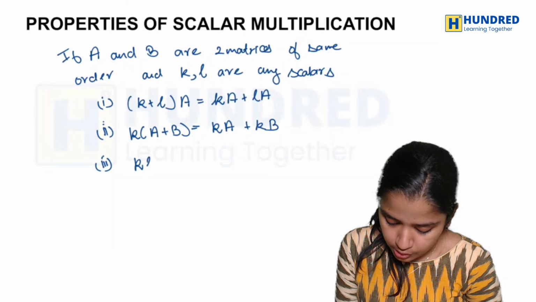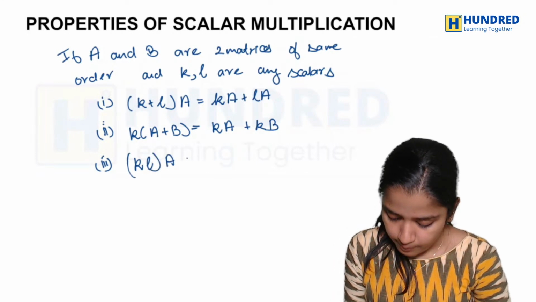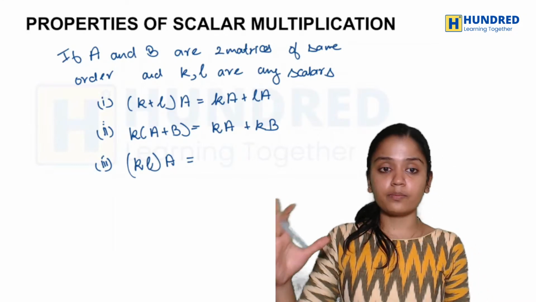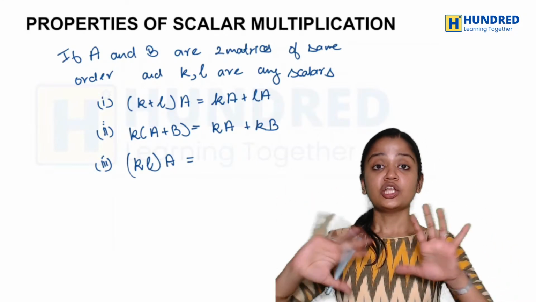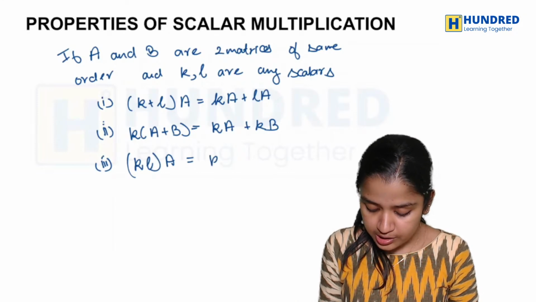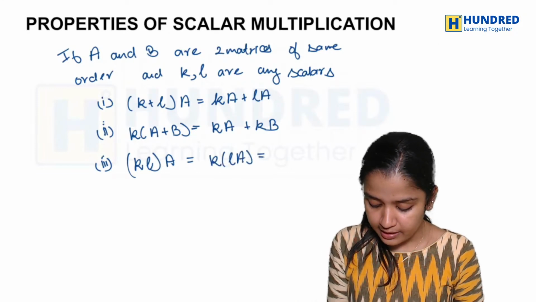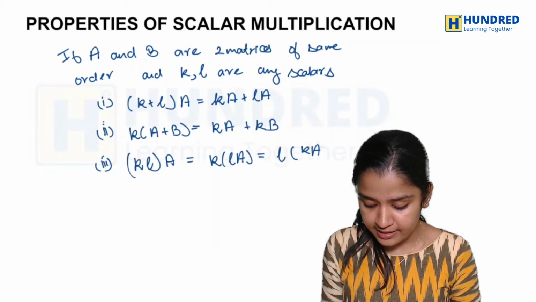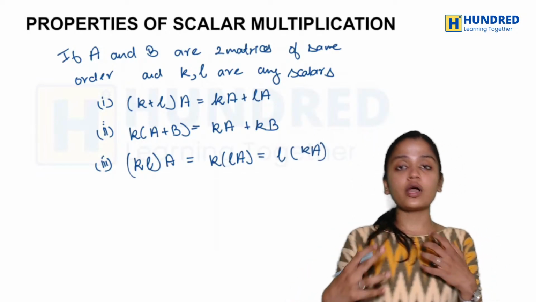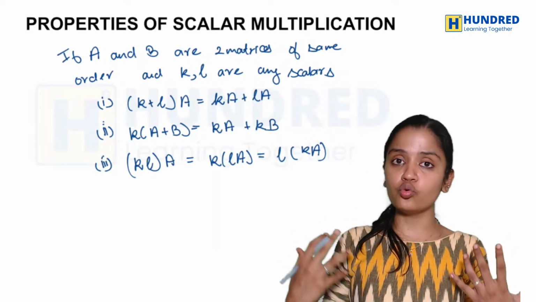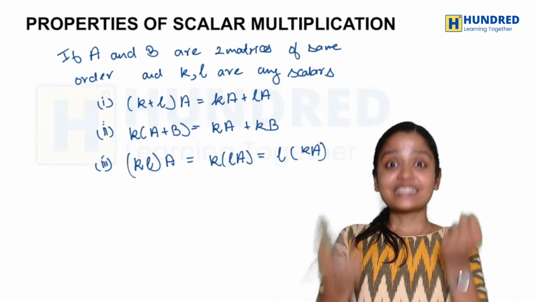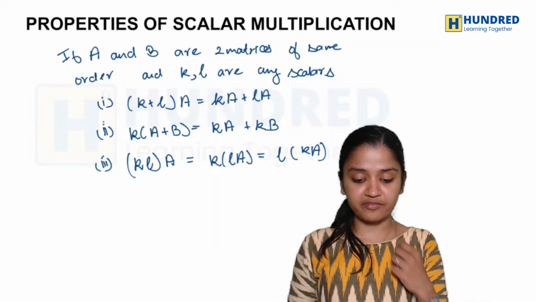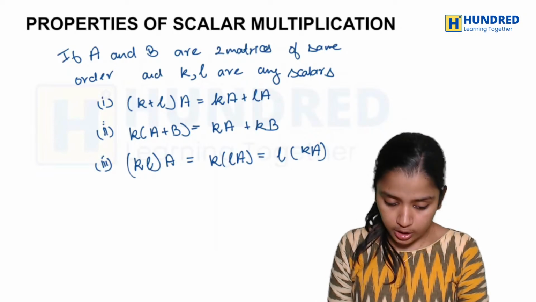So K into L into A, basically what is it? You can change the order of multiplication. You can multiply L first, then A, or else you can multiply K first, then L. If you have two scalars, you can multiply them in any order.